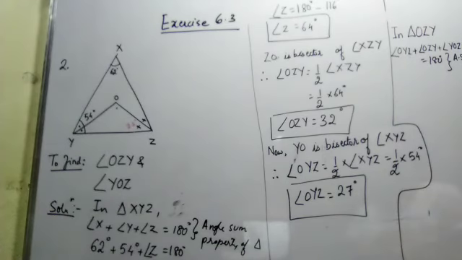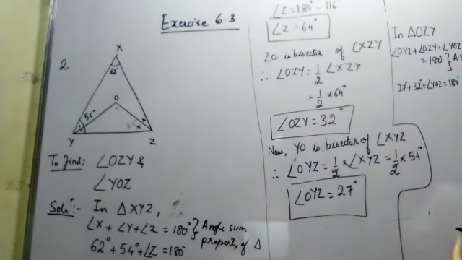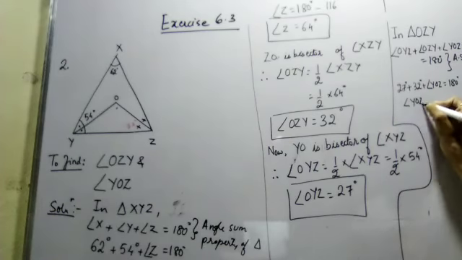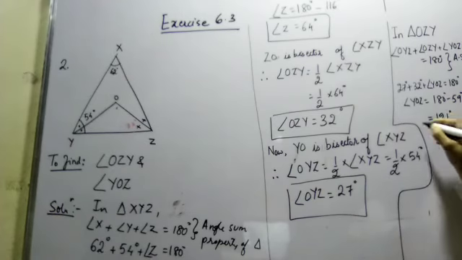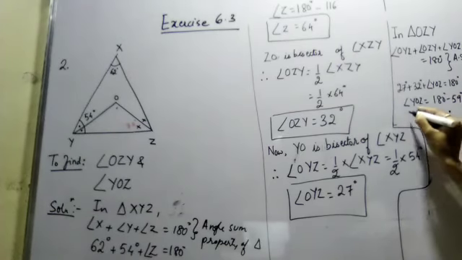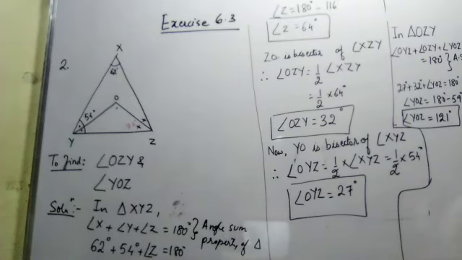One measure you already know. What is the measure? This is 27. What is the other measure? This is 32. And the remaining last one is what? It is YOZ. This is equal to 180. So just calculate it. So how much is this? This is 59. So angle YOZ is equal to 180 minus 59 degrees. And you will get angle YOZ is equal to 121 degrees. So here you have got the measure of angle YOZ as 121 degrees. So this way you can solve the second one.